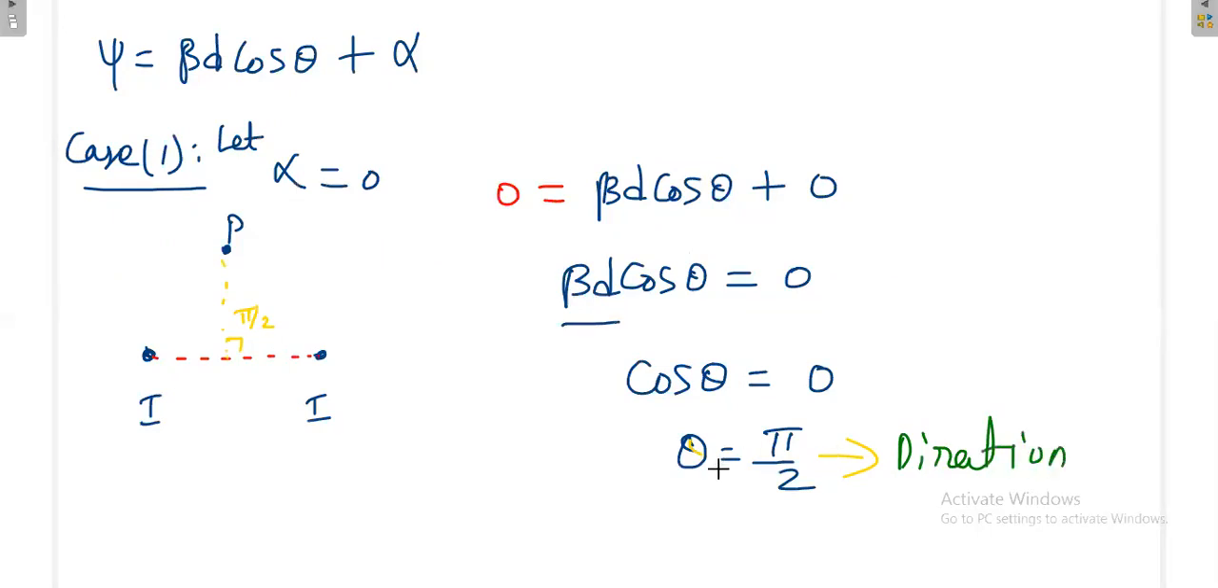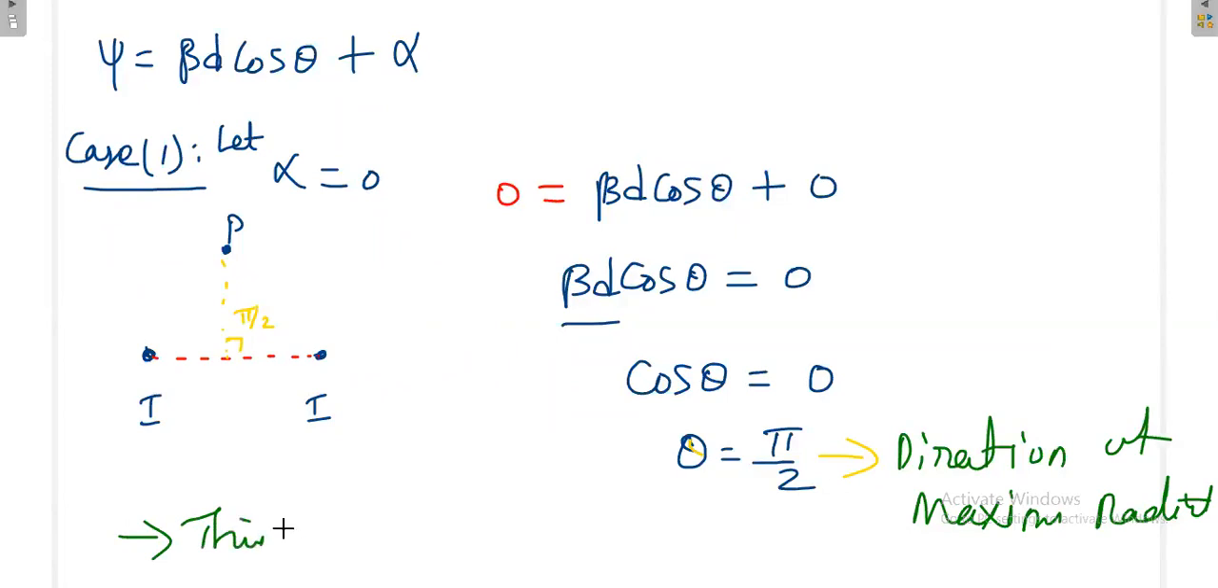Why is this giving you the direction of maximum radiation? Because of the condition you have taken. When you make psi equal to 0, indirectly that will give you the direction of maximum radiation. So theta equal to pi by 2 is the maximum radiation. When you have maximum radiation perpendicular to the array axis, that particular condition is called broadside array. This is called broadside array.